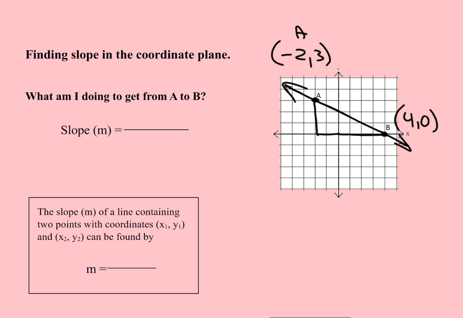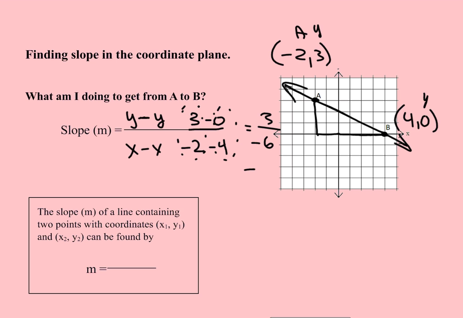So my slope, then remember, is going to be y minus y over x minus x. Now it doesn't matter which one I go first, which one goes second, as long as I stay the same. Here's what I mean when I say that. I can say 3 minus 0, this is the first y, this is the second y. But if I do that, I've got to say -2 minus 4. These two come from the same point, and these two come from the same point. So 3 minus 0 is 3, and -2 minus 4 is -6. So simplified, this slope is -1/2.